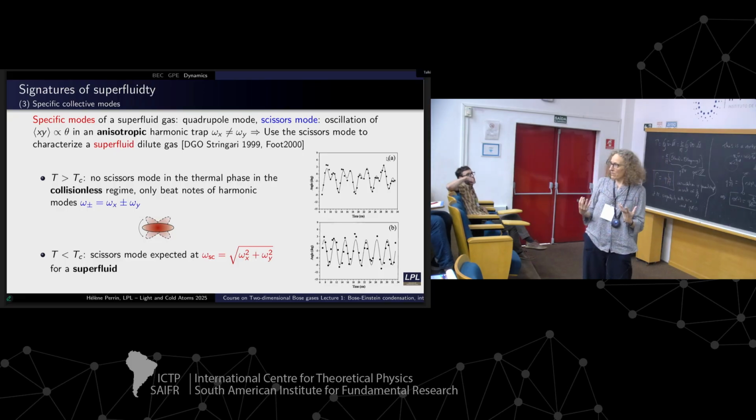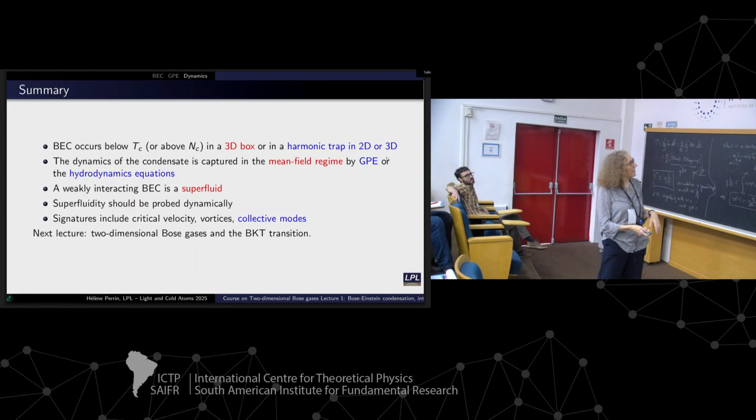Whereas when you have a superfluid, so below the critical temperature, then the cloud evolves like that, and you see just one frequency, which is the scissors frequency. It is equal to the square root of omega x squared plus omega y squared. And I think, okay, this is my summary for the first lecture.